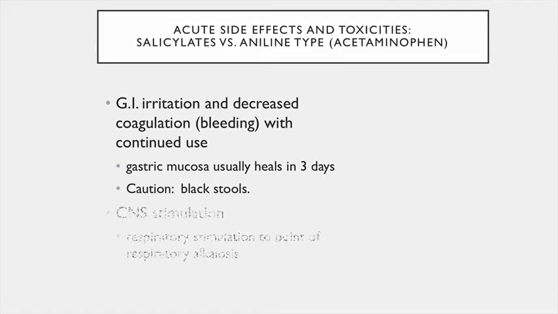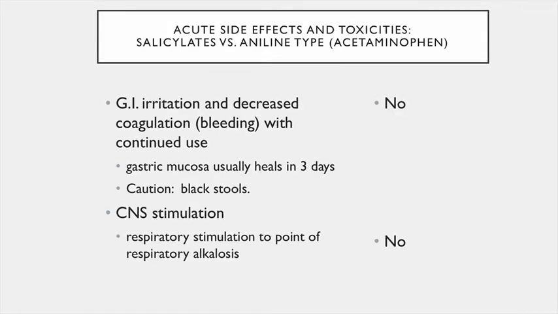When it comes to side effects and toxicities, again on the left side, we have salicylates. On the right side we have the anilines, and we're going to see another slide in a minute. So one thing it's important to remember about drugs like aspirin, salicylates, is they are known to be GI irritants. They irritate the gastrointestinal system, and they can cause bleeding. And because they're also anticoagulant, if they do cause bleeding, you're less likely to clot.